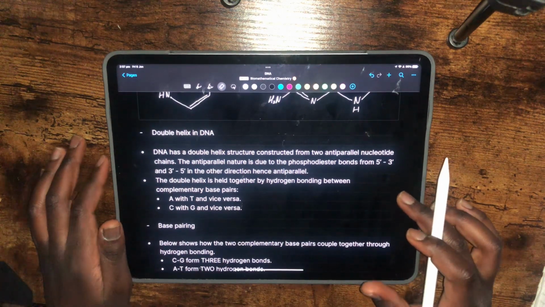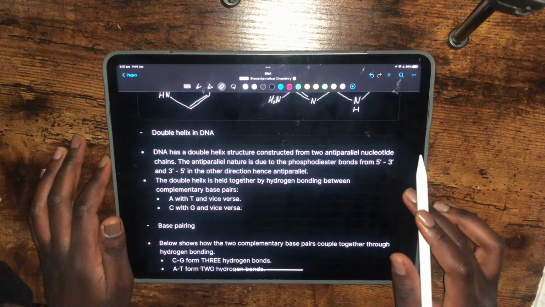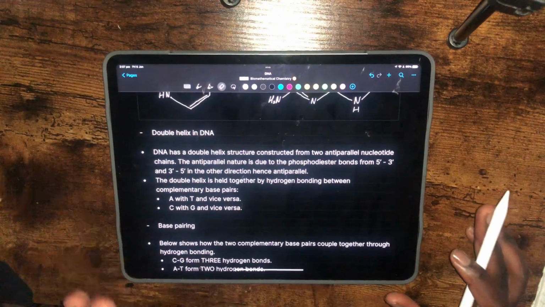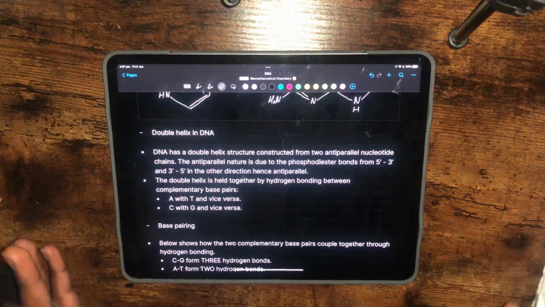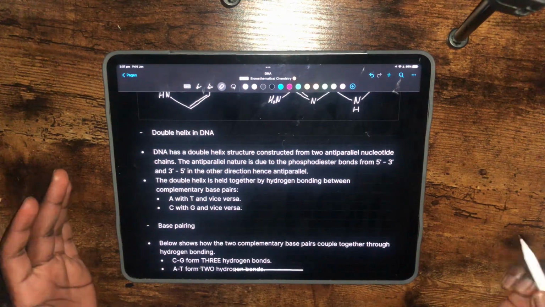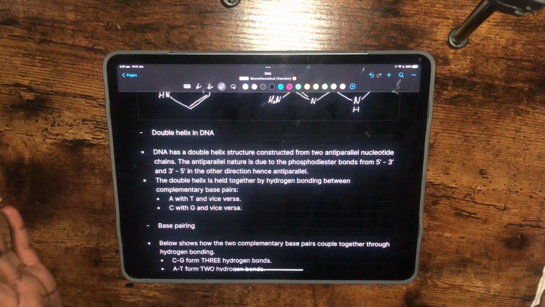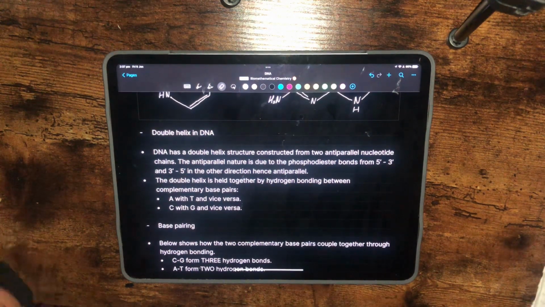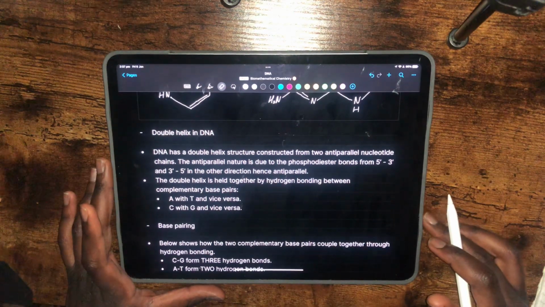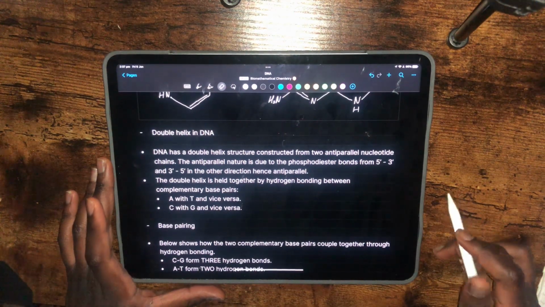So the double helix is held together by hydrogen bonding between the complementary base pairs. By the way, not everything in this video that I've talked about is going to come from the exam. I'm just giving you as much information as possible so you can get an understanding of it, so that when you get the 5-mark question, you can do it in 2 minutes because you know everything that you need to know about the question and everything makes sense to you. There's no confusion.